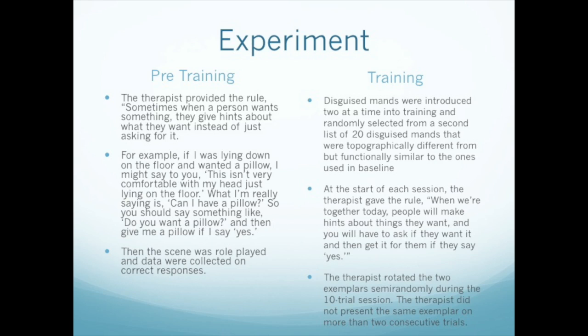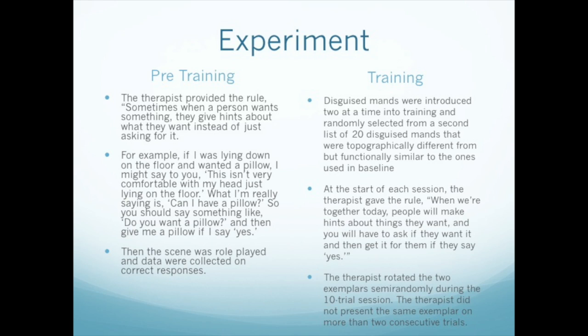Intervention included pre-training and training. During pre-training, the therapist provided the rule. "Sometimes when a person wants something, they give hints about what they want instead of just asking for it. For example, if I was lying down on the floor and wanted a pillow, I might say to you, 'This isn't very comfortable with my head just lying on the floor.'